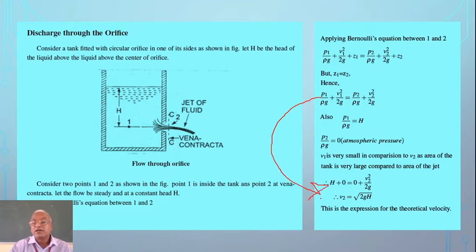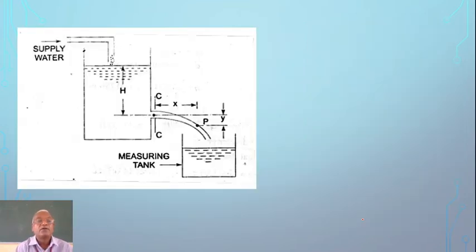You can just see here, it becomes H plus 0 equal to 0 plus V2 squared by 2g. From this it will be got that V2 is root 2gh. This is the expression for theoretical velocity. V2 is equal to square root of 2gh.